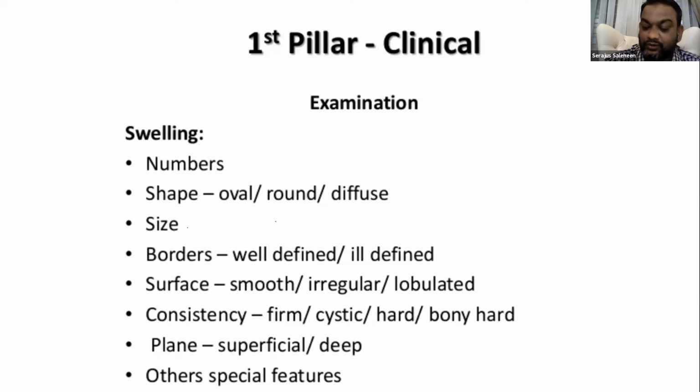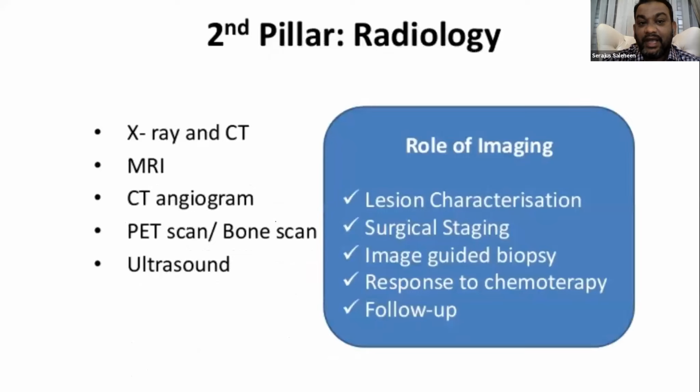Other special features are also examined in the patient. The next pillar is radiology, and the X-ray is the basic investigation to diagnose a bone tumor. In some cases, in the spine and the pelvis, a CT scan of the local part is essential to diagnose a bone tumor. Second, we should go through the staging investigations, and MRI is the second most basic investigation for diagnosis of a bone tumor.